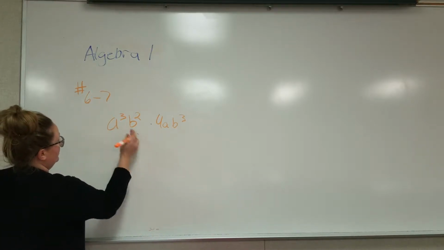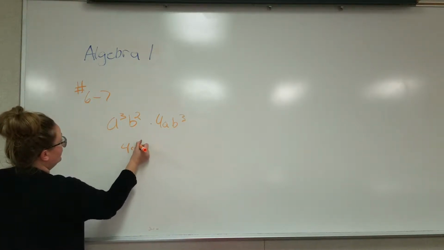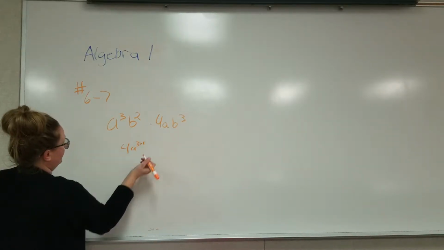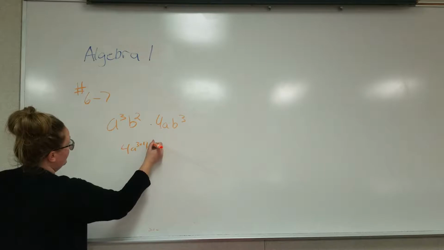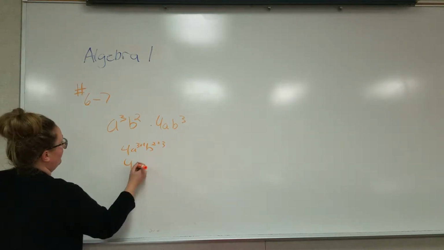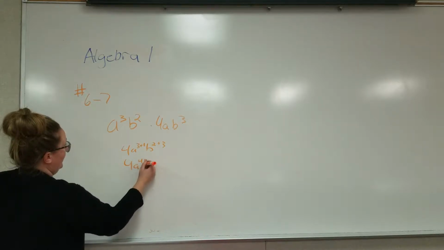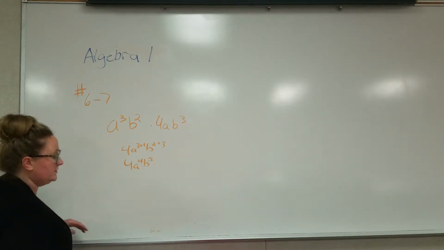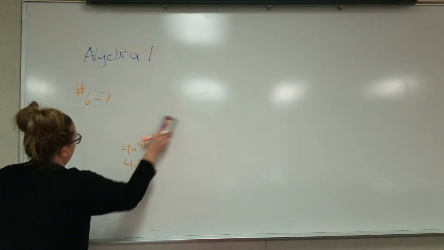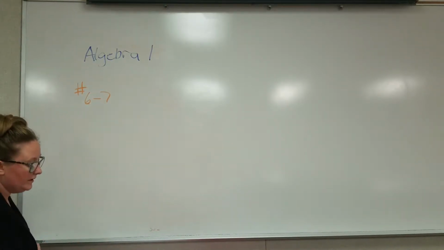So in this case, you have a to the power of 3. And then here you have a to the power of 1. You never see a 1 up there, but you have to add the 1. And here you have b squared and b to the 3rd. So you're just going to add those numbers. So it's going to be 4a to the 4th and b to the 5th. All right, so remember, you'll never see a 1, but you have to add it. All right, so now move on to number 7.